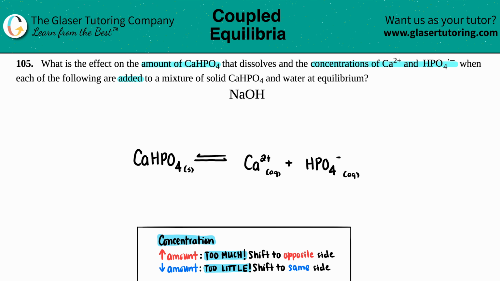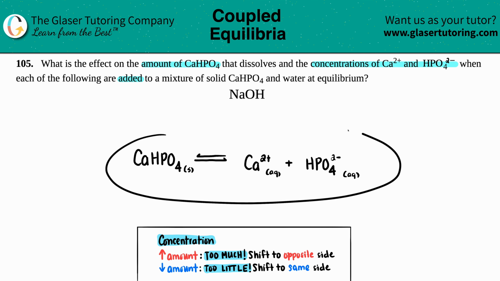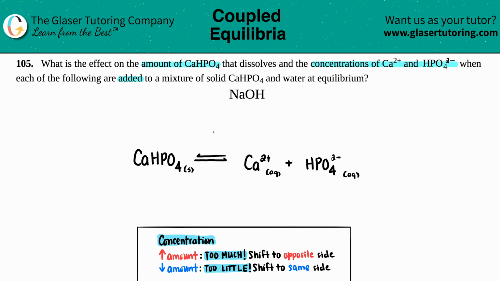HPO4. This technically should be a 2 negative, so maybe I'll just put that here. But it doesn't matter. We basically just have to figure out what's going on with those when we add NaOH. Now, first thing is I already wrote out the balanced equation. And if you want to know how we wrote this down and why it is what it is, go check out 105A. That's where I go into depth and I actually write this equation. But for this one, we're just going to get right down to it.